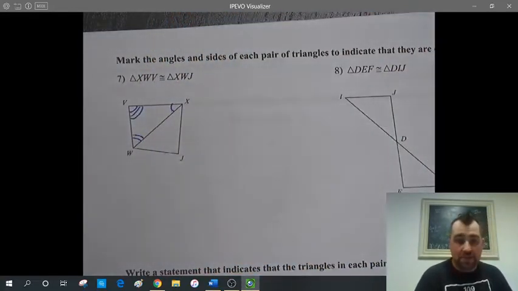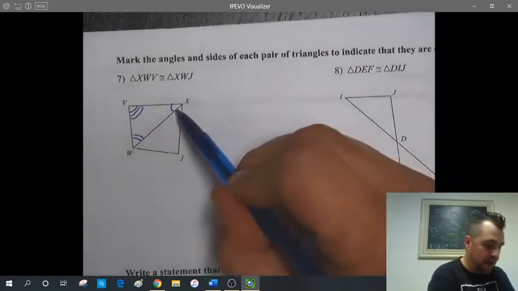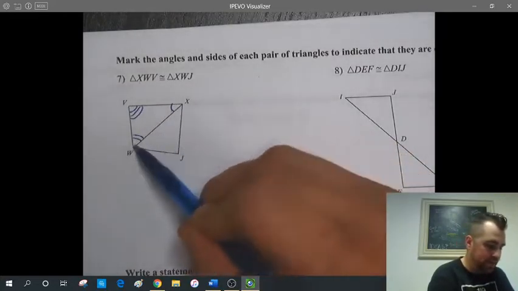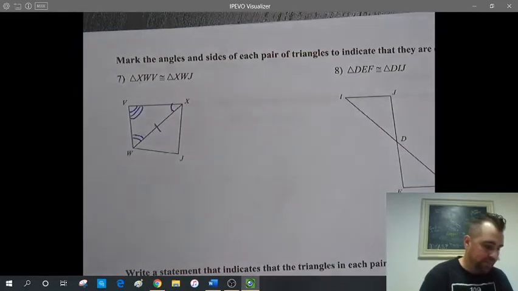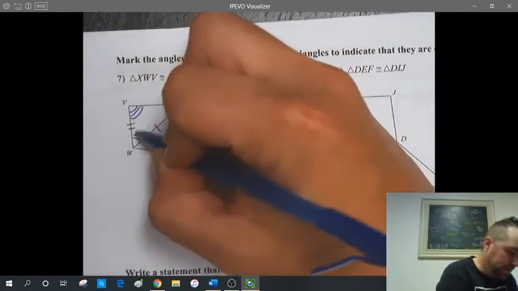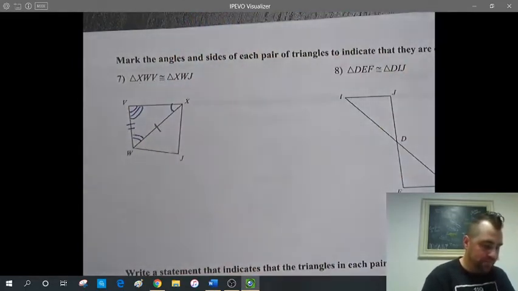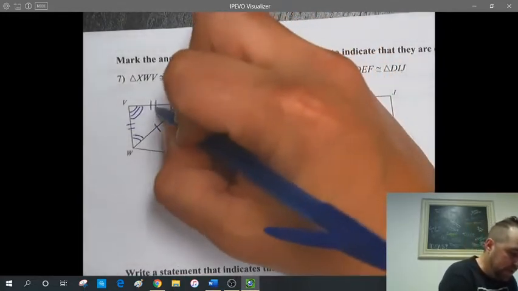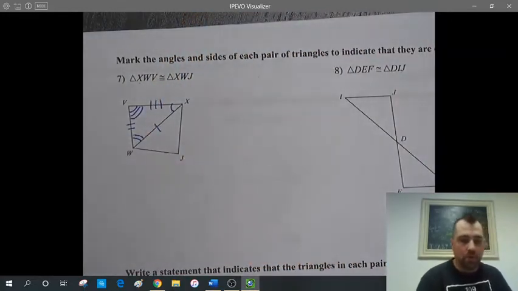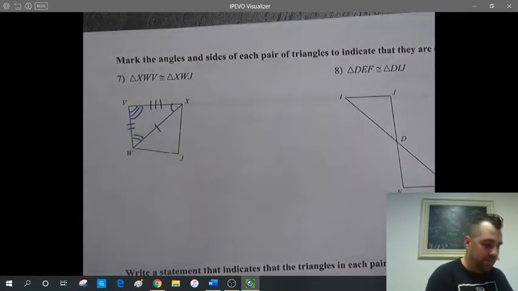And then if I go around and do the side lengths, between angles 1 and 2, or X to W here, single mark there, double mark in between 2 and 3, or between W and V, and then triple mark between 3 back to 1, or that's between V and X. Okay? Go through and do the same thing for the other triangle.